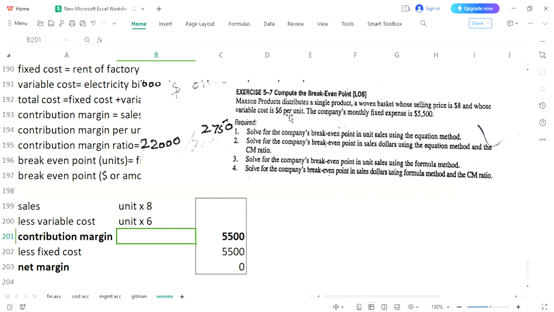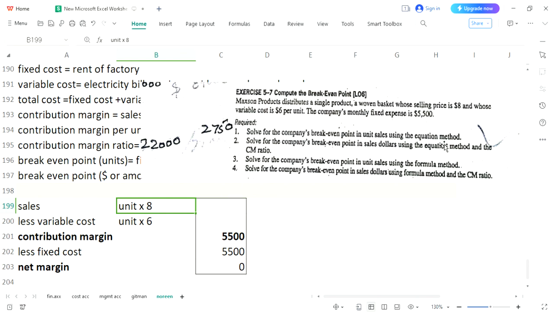Units are still missing. So here we are stuck. We will not be able to calculate total amount of sales. We will not be able to calculate total amount of variable cost. Why? Because units are not available. This is our requirement actually: solve the company's break-even point in unit sales. These units are unknown, but simply we can calculate by putting an equation.